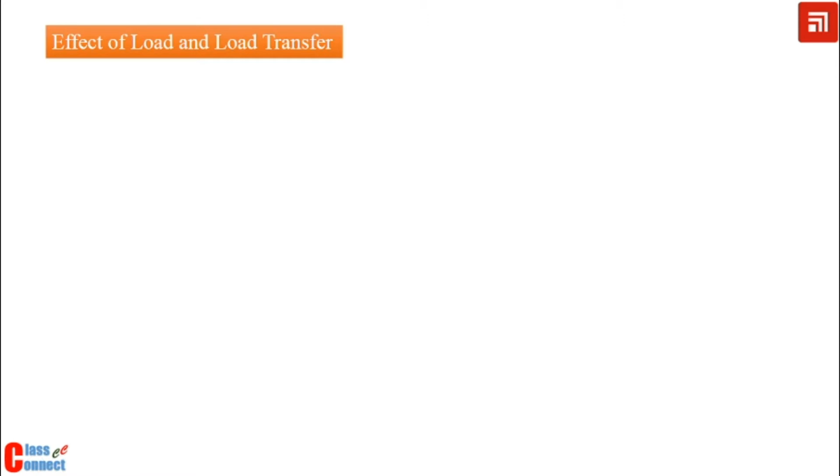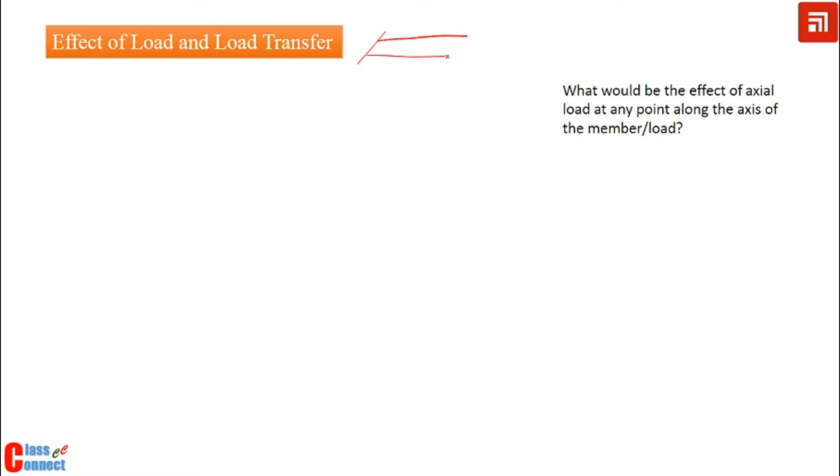So let us begin with the effect of load and try to answer this question: what would be the effect of axial load? It means we have this type of member and it is subjected to some axial load. It means the load is acting along the axis of this member. So load can be either this or this. It would be axial deformation, whether it is tensile or compression. So we have the axial deformation.